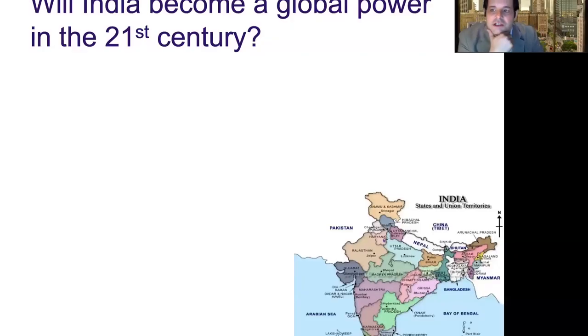So before we actually go further into detail about India, I want you to take a break already here and write down where you think India will be later in the 21st century. Will India become a global power? Will it stay as a regional power as it is at the moment, or might it even be overtaken by other players in the region? What do you think? What is your expectation about the development of India?